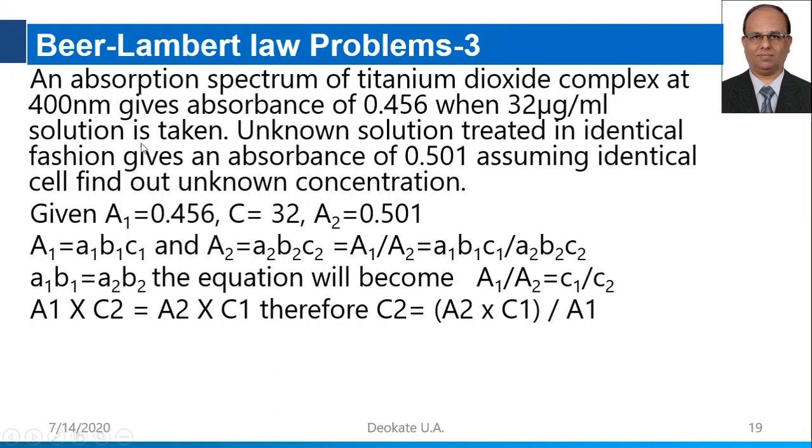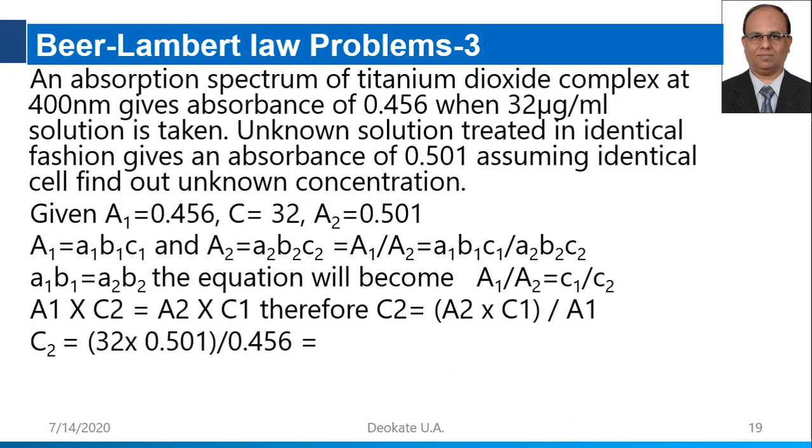Now see our given things. We have the A1 values, we have the A2 values, and we have the concentration values. Just put the values in the equation. So C2 equals 32, that is concentration, into absorbance of your sample, that is 501, divided by absorbance of your standard, that is 0.456. So you will get a concentration.